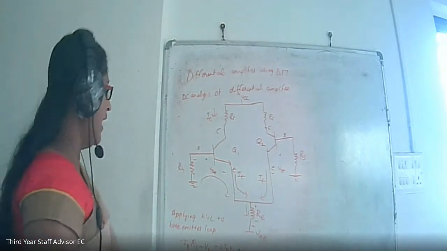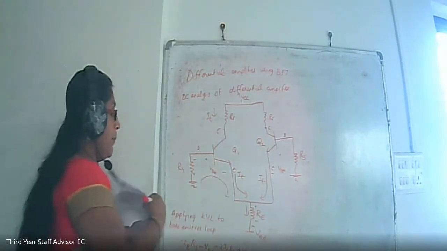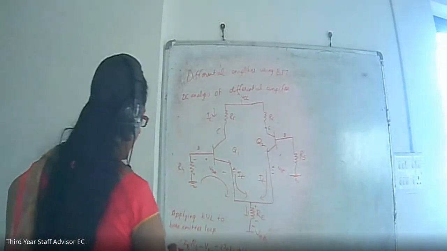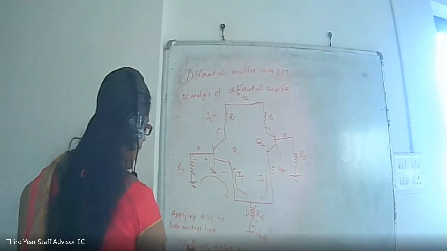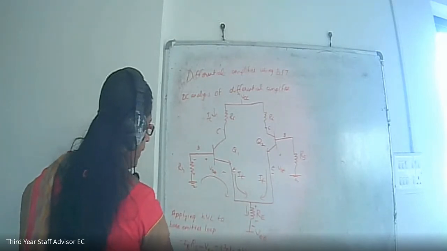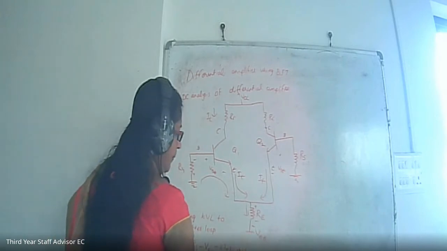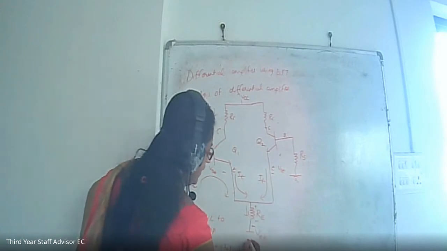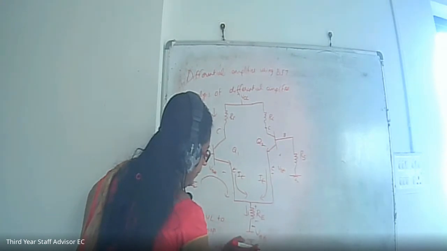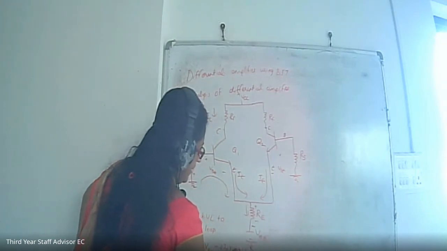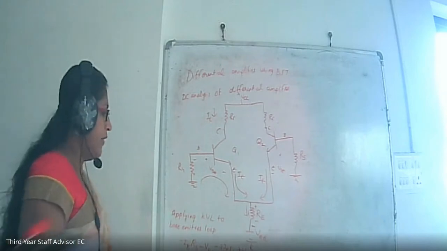This is the KVL equation corresponding to the base emitter loop: minus IB into RS, minus VBE, minus 2 IE into RE, plus VEE equals 0. How is it plus VEE? Actually, this is a DC source. That DC source's negative terminal is connected here and positive is connected to ground. So it is coming from the negative to the positive terminal, sorry, that is why we are taking the sign plus. I think the KVL equation is clear to you.